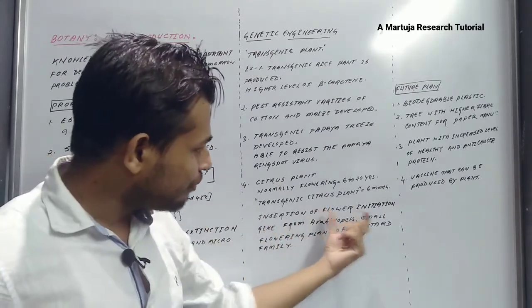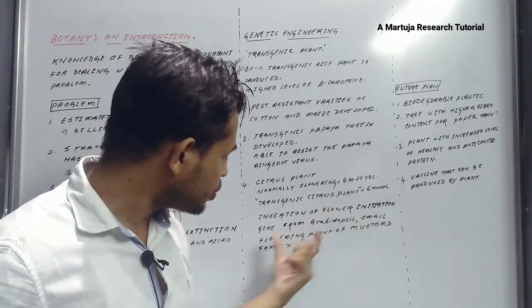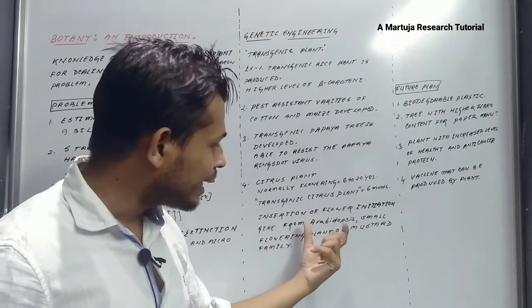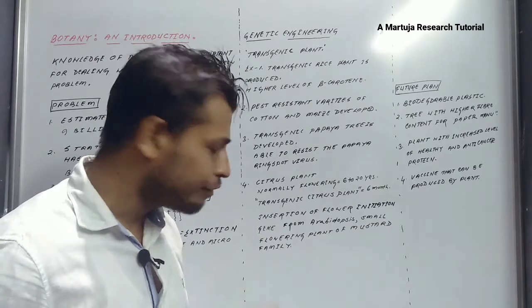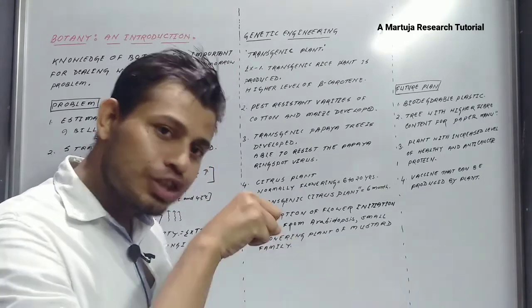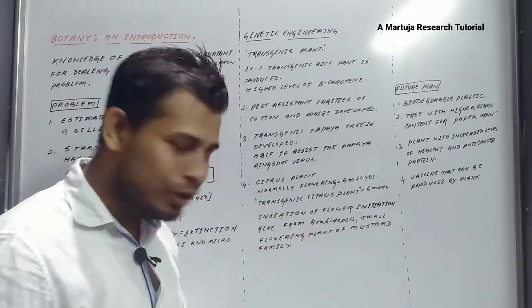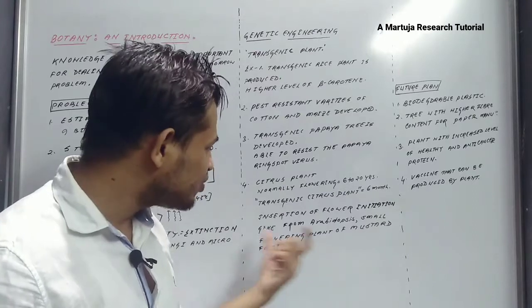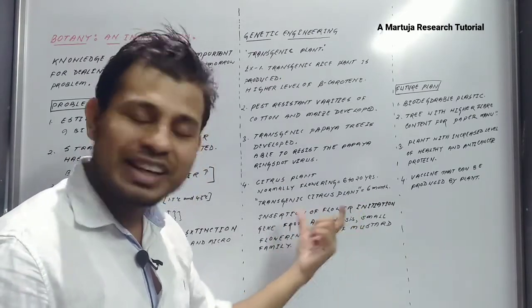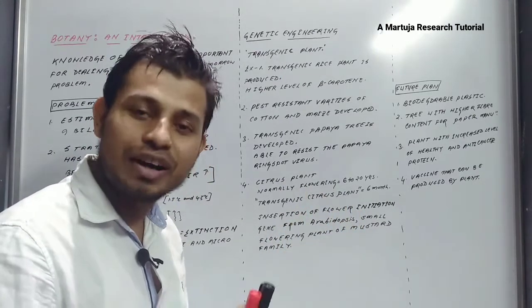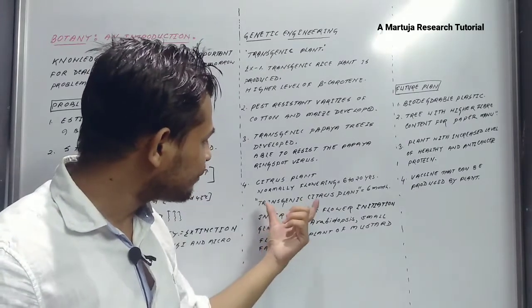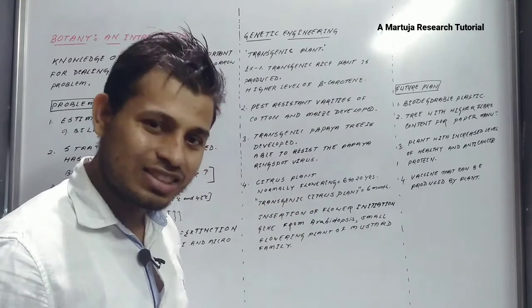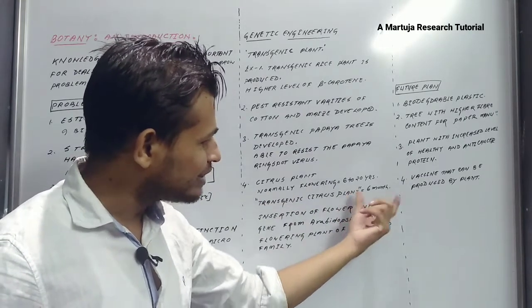Insertion of a flower initiation gene from Arabidopsis. It is a small flowering plant of the mustard family. So we collect a gene from the plant Arabidopsis. The gene is basically the flowering gene. It is responsible for flower initiation. So we insert this gene and finally we produce a transgenic citrus plant, and it flowers in 6 months.